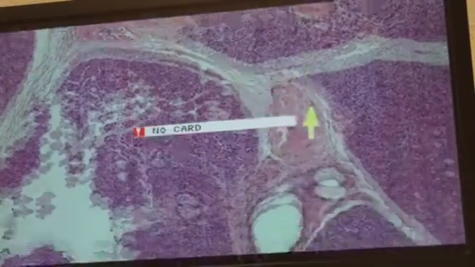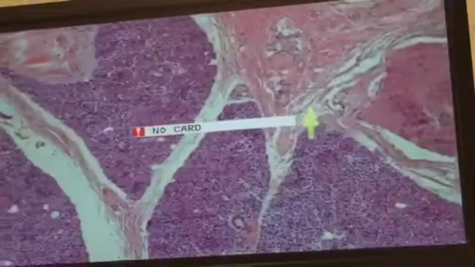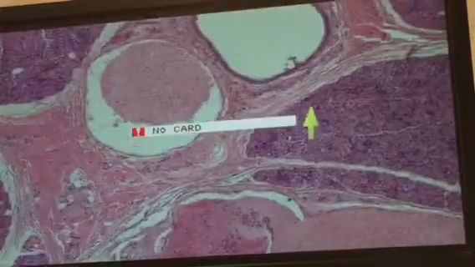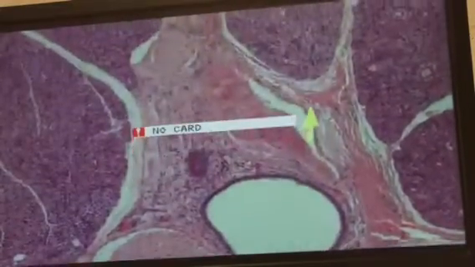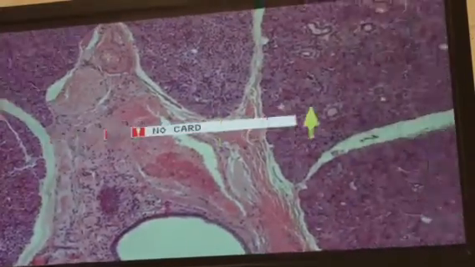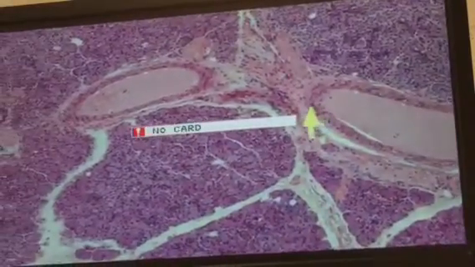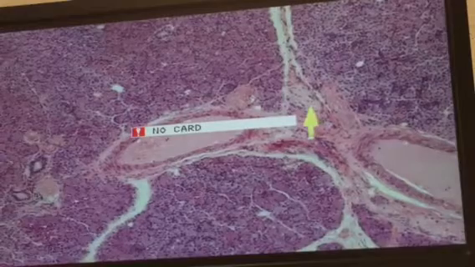Now you will encounter from time to time branches of the facial nerve, and I don't see any right off the bat. But you may come across those as you're going through these sections. Well, there's a portion of one right there. Okay, so that's parotid.